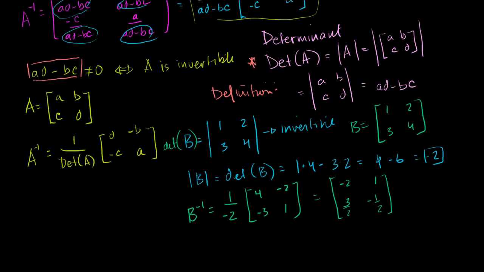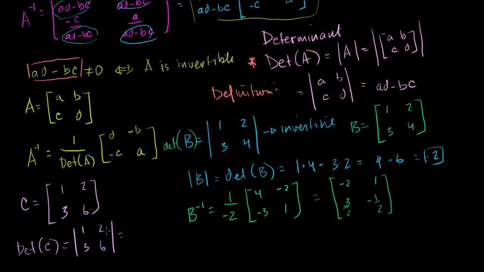Now let's say we have another matrix, the matrix C, and C is equal to 1, 2, 3, 6. What is the determinant of C? We could write it this way, 1, 2, 3, 6. It is equal to 1 times 6 minus 3 times 2, which is 6 minus 6, which is equal to 0. And there you see, it's equal to 0. So this is not invertible.